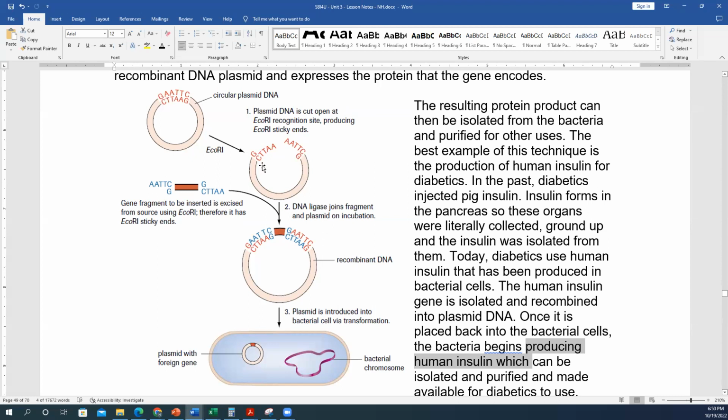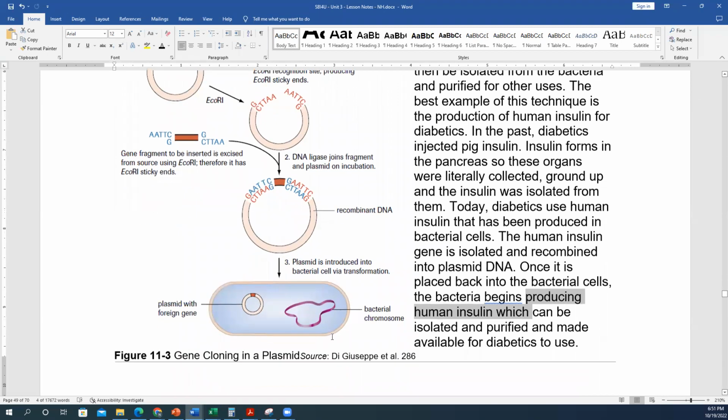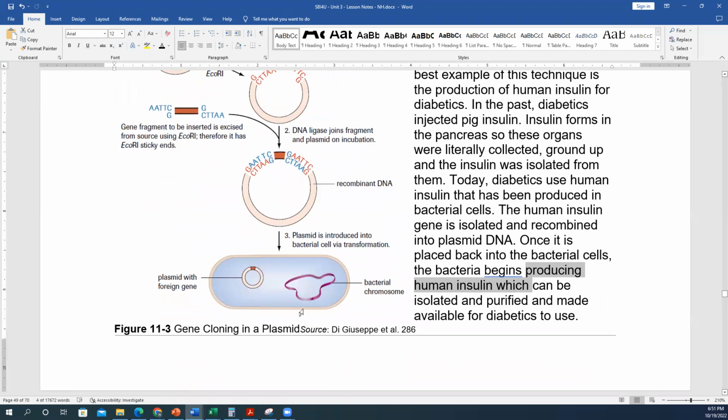to seal the backbone of the DNA. And then you have this recombinant piece of DNA. You have the plasmid with a gene fragment from a different organism inserted in it. And you can introduce this plasmid into a bacterial cell through transformation or electroporation. There's various techniques. And then off you go.